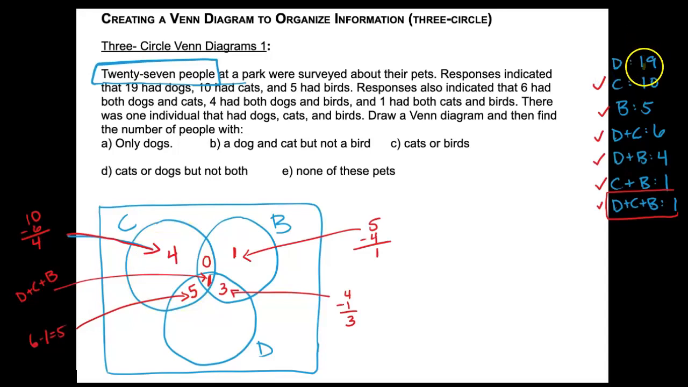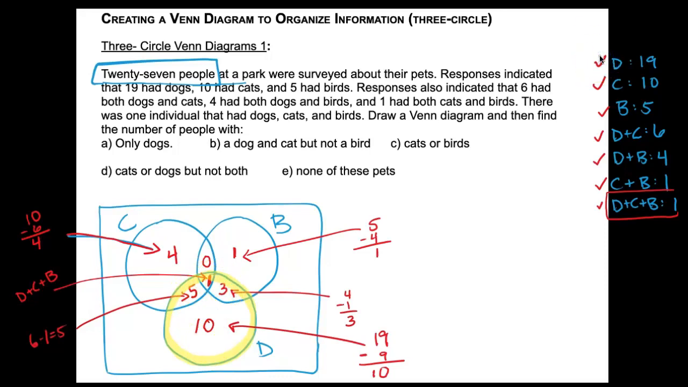And then the last circle is dog. If I identify where dog is right here, I'm supposed to have 19 people who have dogs. Well, there's already a 5, a 1, and a 3 there. So 5 plus 1 is 6, plus 3 is 9. If I take off 9 from 19, I end up getting 10. So that means there are 10 people who only have dogs. If I add all of the numbers in the dog circle, I get 10, 15, 16, 17, 18, 19 total. So that checks out.